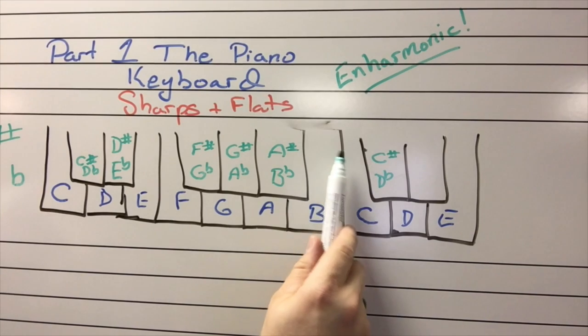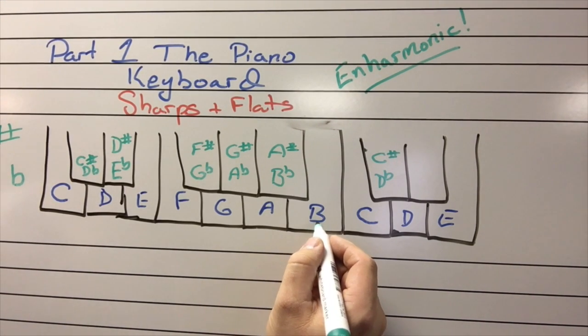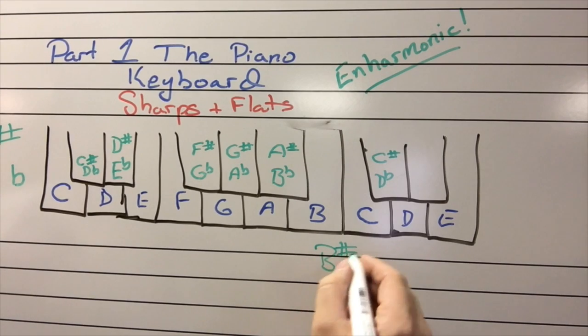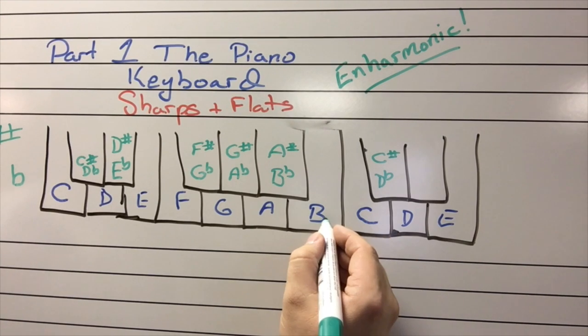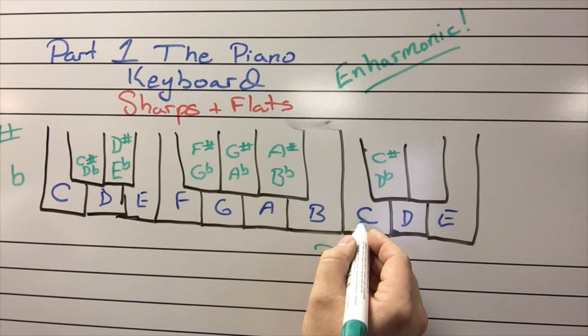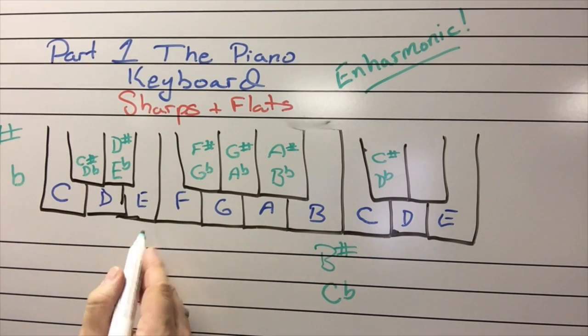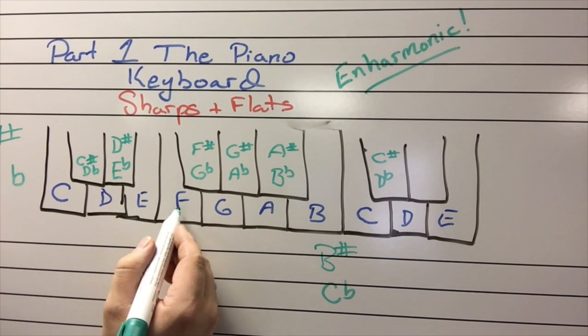You'll notice that there aren't any keys up here between B and C and E and F. Very rarely would we ever see the note B sharp. Also, very rarely would we ever see the note C flat. If you did see a C flat, it would be this note right here. If you did see a B sharp, it would actually be a C. Likewise, with F flat, it would be E, and E sharp would be F.